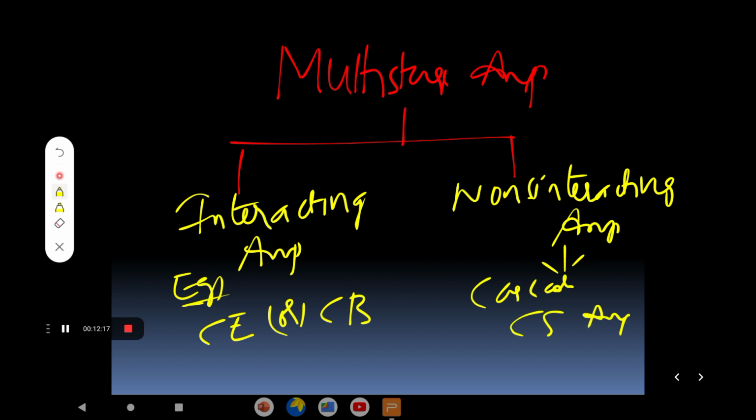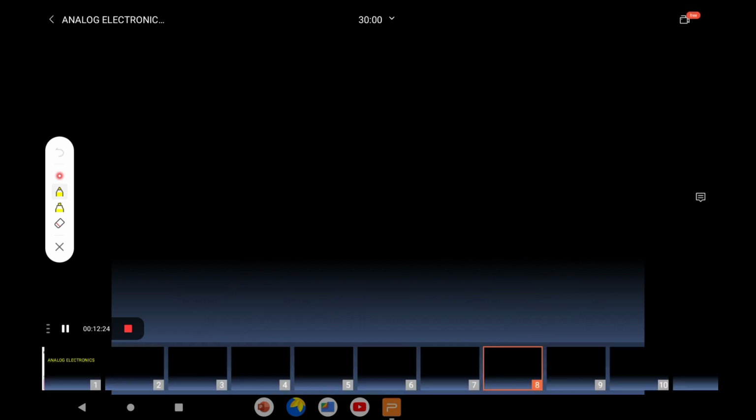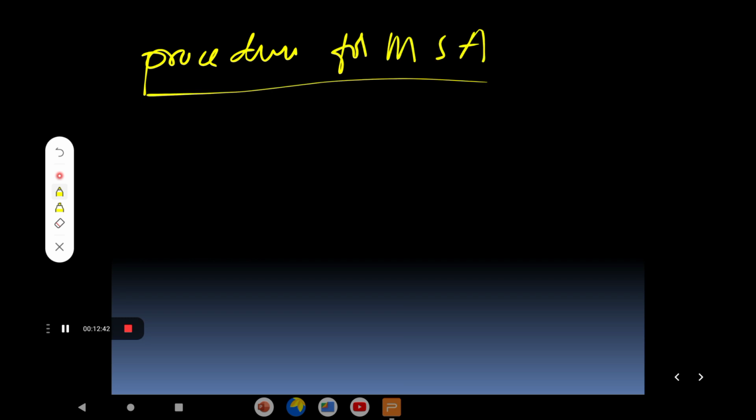These are the two examples for interacting amplifier and non-interacting amplifier. In the case of the multi-stage amplifier, there is a certain procedure to analyze it. The first one is the procedure for multi-stage amplifier: identify the transistor configuration.